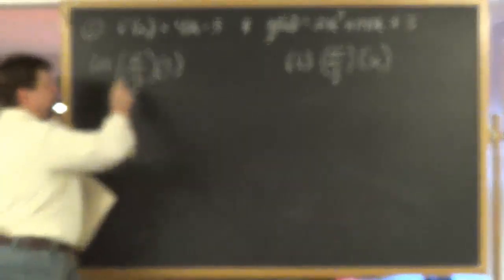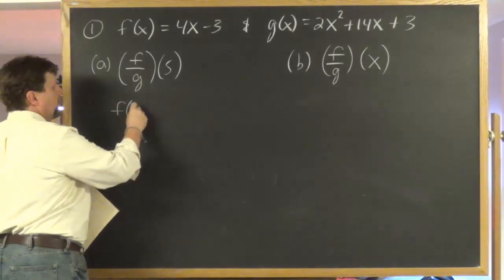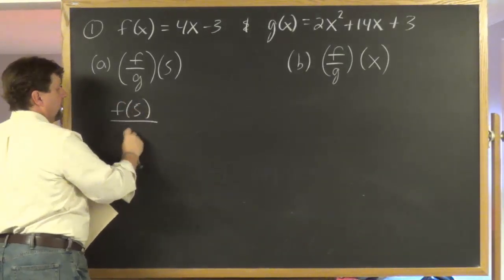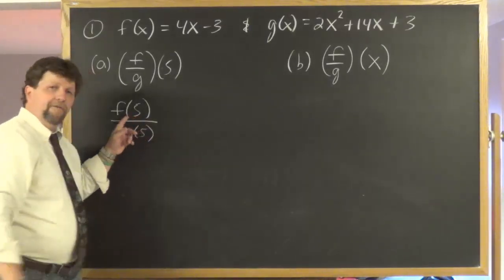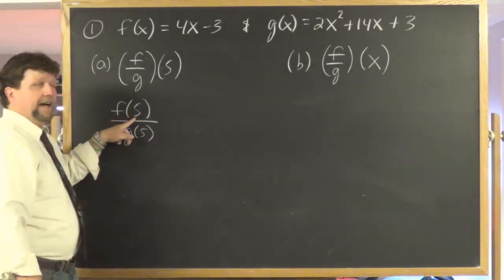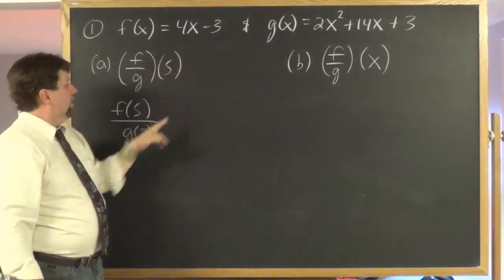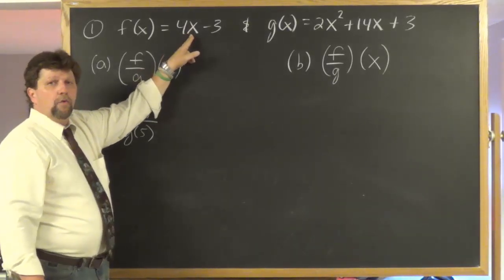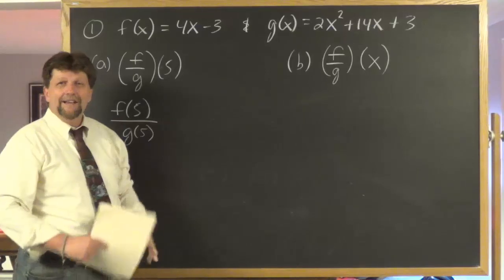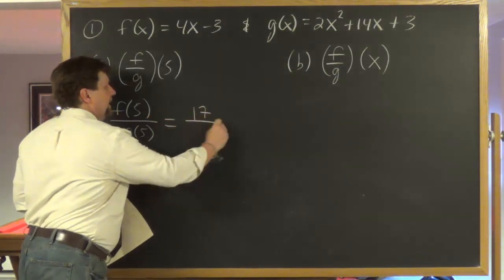To do the f divided by g of 5, keep in mind that's nothing more than f of 5 divided by g of 5. So to get f of 5, remember you're going to take 5, and you're going to toss it into function f wherever you see an x. So we're going to take 5 and put it in here for x. 4 times 5 is 20. 20 minus 3 is 17.